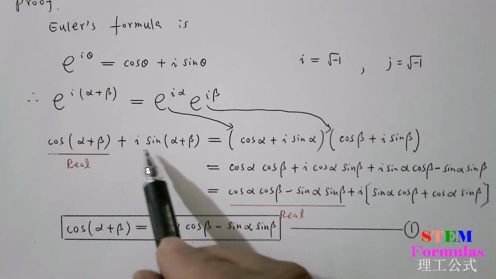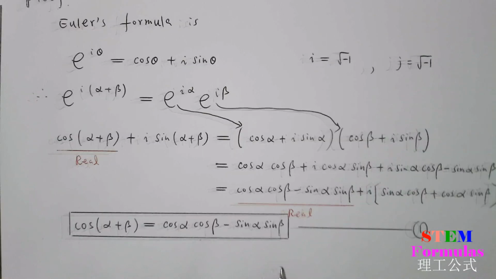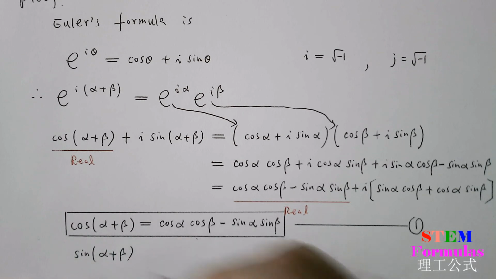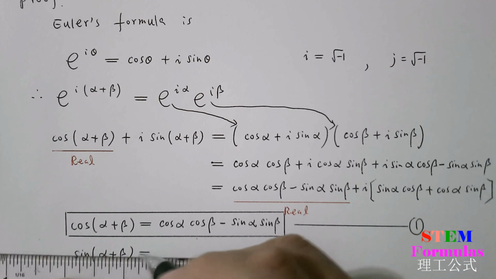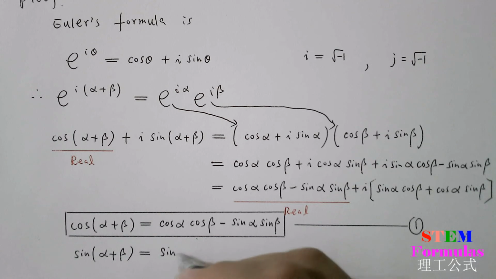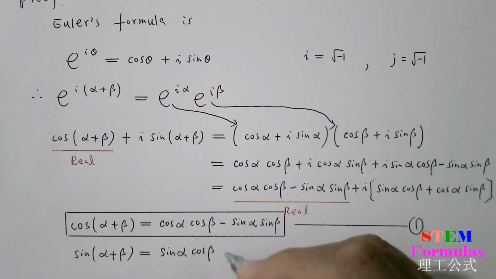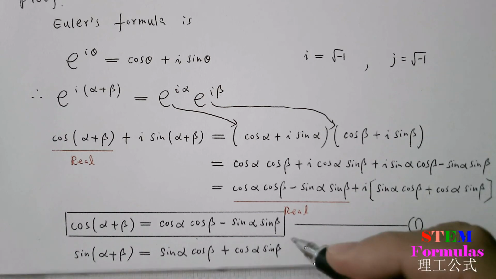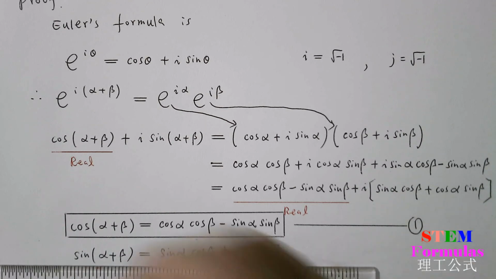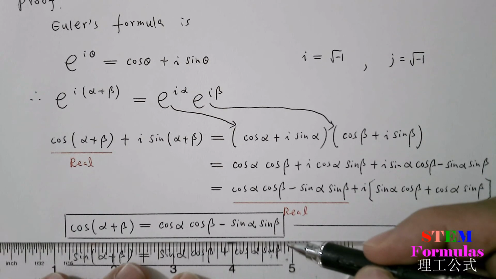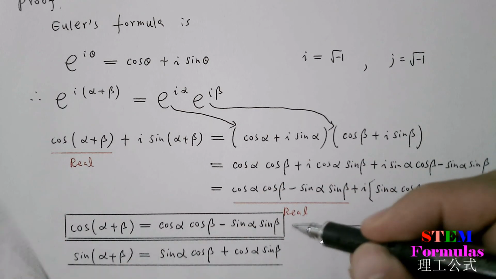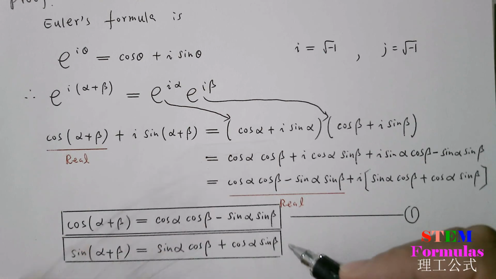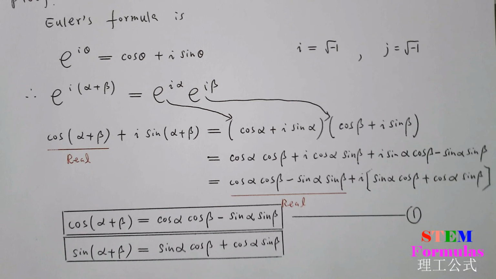And if I compare the imaginary parts, this term and this term, I have sine (alpha plus beta) equal to sine alpha cosine beta plus cosine alpha sine beta. So this is the other formula I need to prove. And this equation I call equation 2.